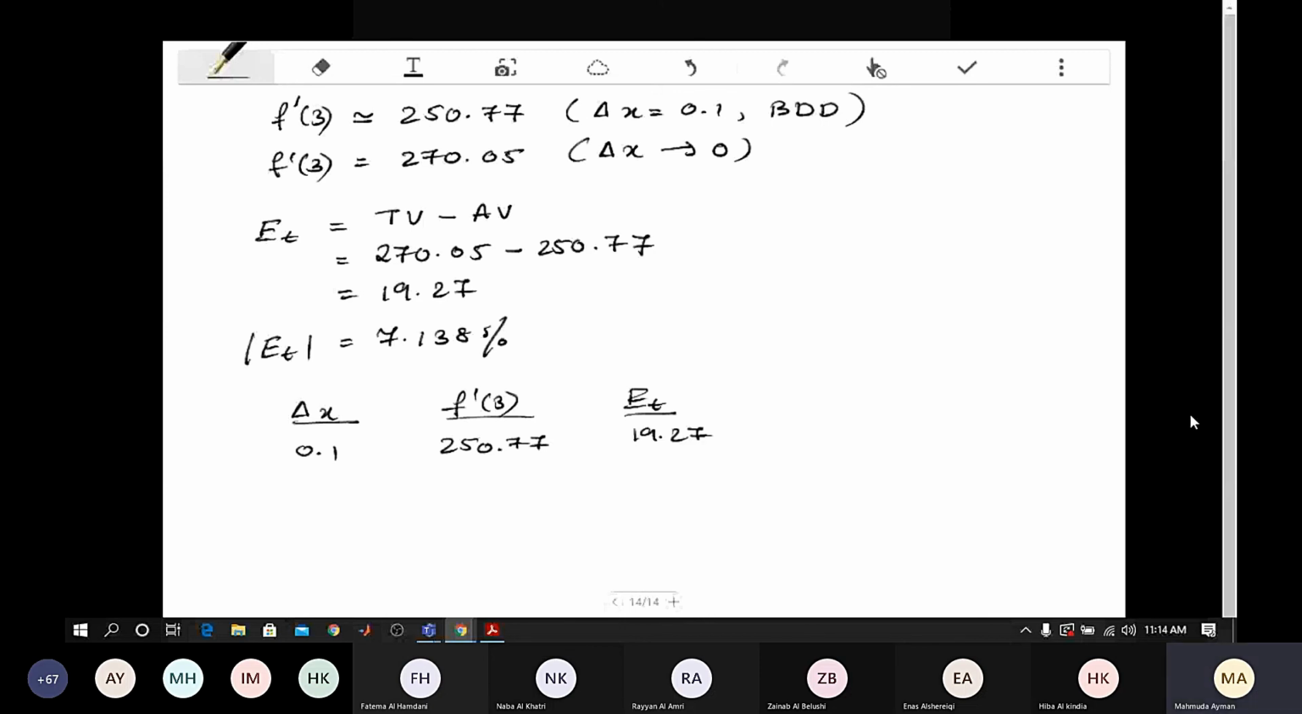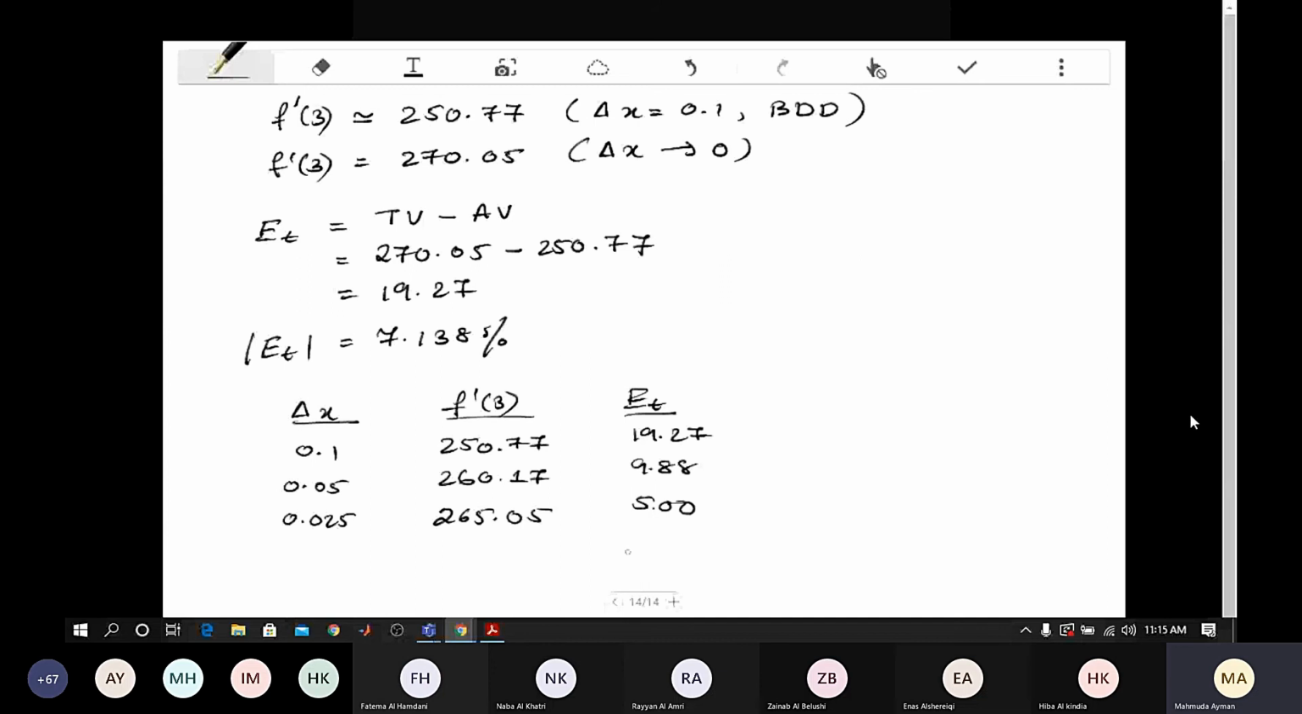Then if we halve the value here, we get 260.17, and here we'll get 9.88. And then here, if you halve it again, 0.25, you get 265.05. And the true error we get is 5.00.